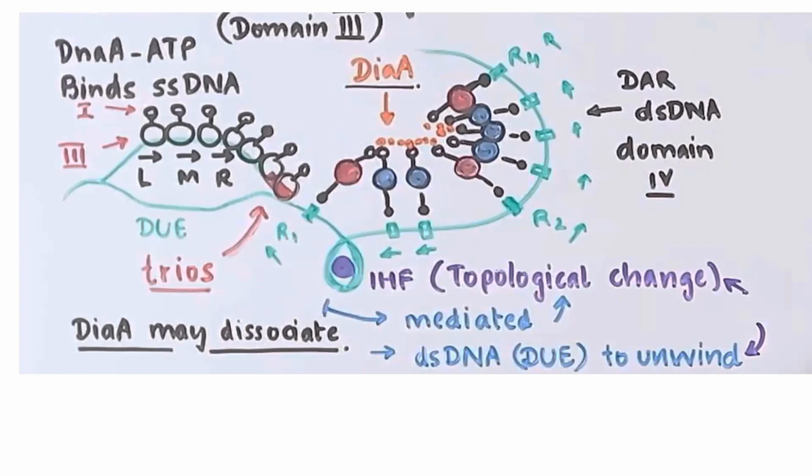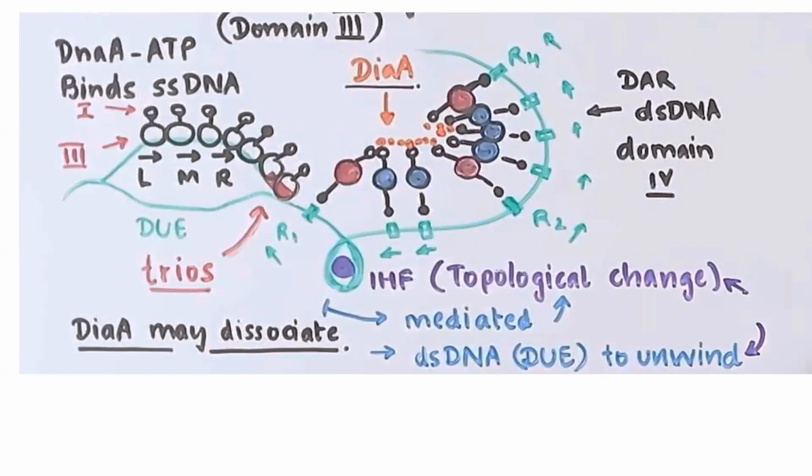So the IHF-mediated topology unwinds the DUE region, and it is not bound by any protein. Also, the DUE is very AT-rich, so it is easier to unwind.